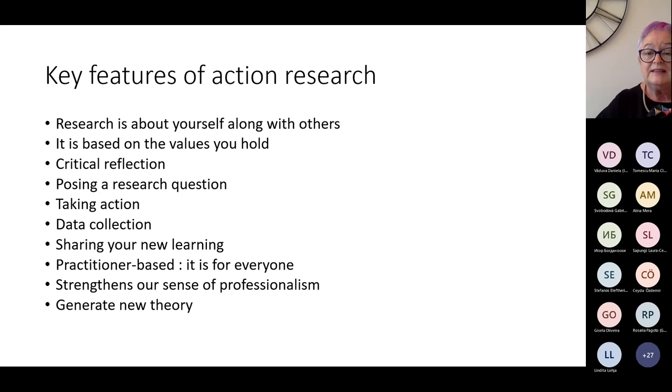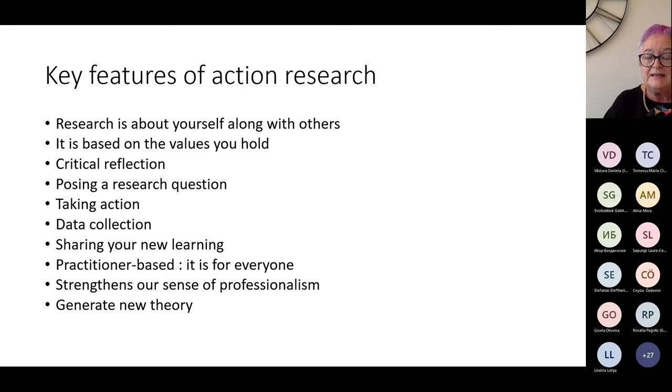Now, in many forms of traditional research, values are expected to be kept right outside of the research in a detached, impersonal kind of way. But for those of us involved in action research and self-study, they are included and they lie right at the heart of the research. Examples of values might be social justice, care, equality, inclusion. These are often the values that people say they hold when they're involved in action research.